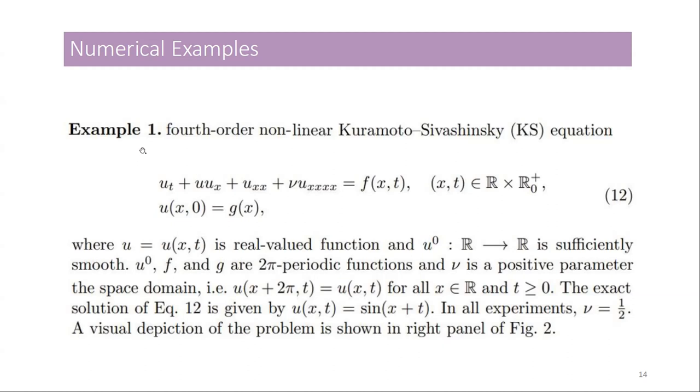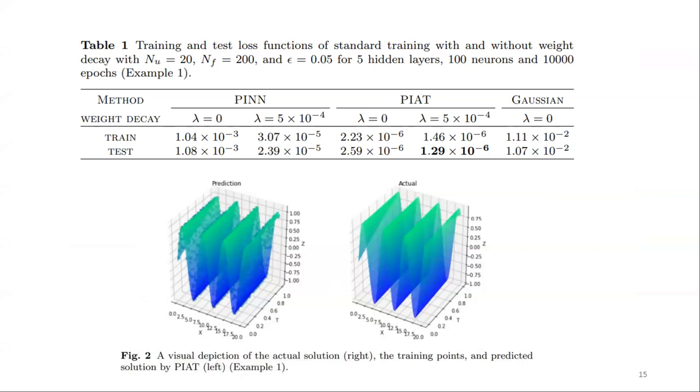In the first example, I have considered the KS equation, which is a fourth order nonlinear equation, which is also non-homogeneous. Here, g is known and also nu is equal to 0.5. The exact solution is sine(x plus t), and we have a periodic solution in the space domain. By using this method, adversarial training, we obtain the solution for 5 layers and 100 neurons. The number of boundary points and collocation points are 20 and 200. We have used 10,000 epochs.